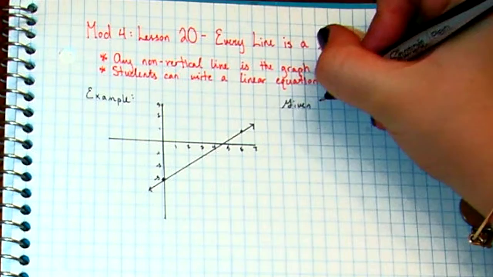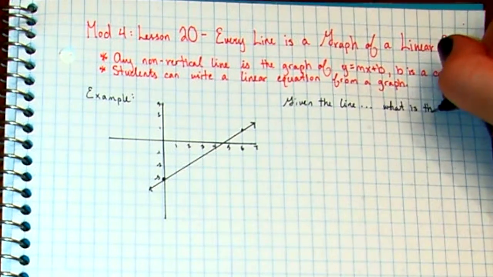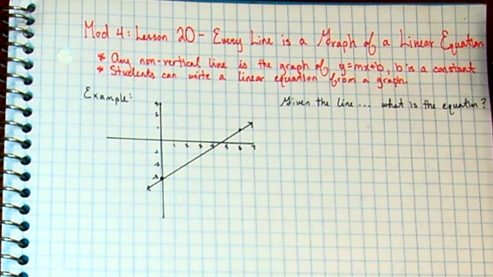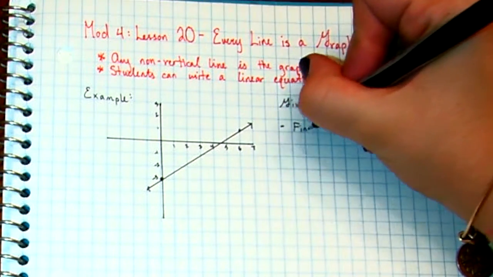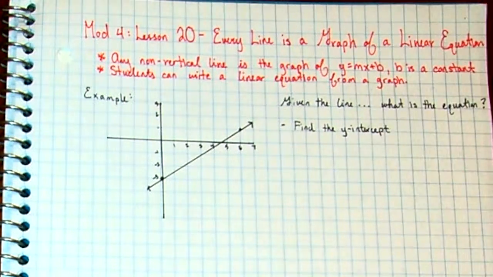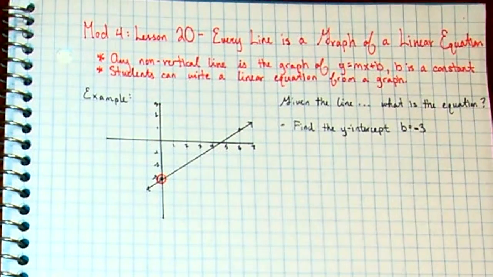And now I'm going to look at my question. It says, given the line, what is the equation? So what can I observe on this line? I can observe the y-intercept. So when I look at that graph, I can see that I have a point on the y-axis at negative 3. So b equals negative 3.